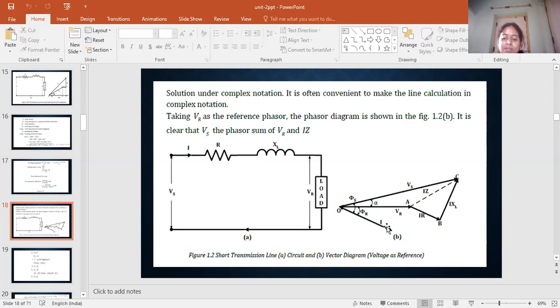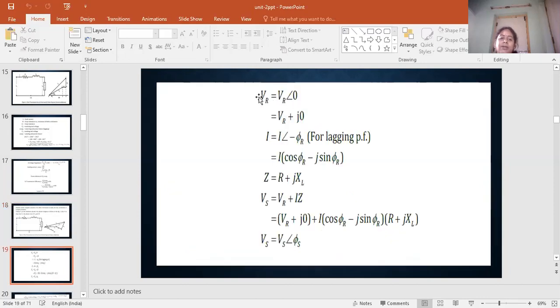Okay. This is the vector diagram for the short transmission line in the complex notation form. And here VR is taken as the reference vector. So VR with respect to VR at an angle of 0 can be represented as VR plus j0.